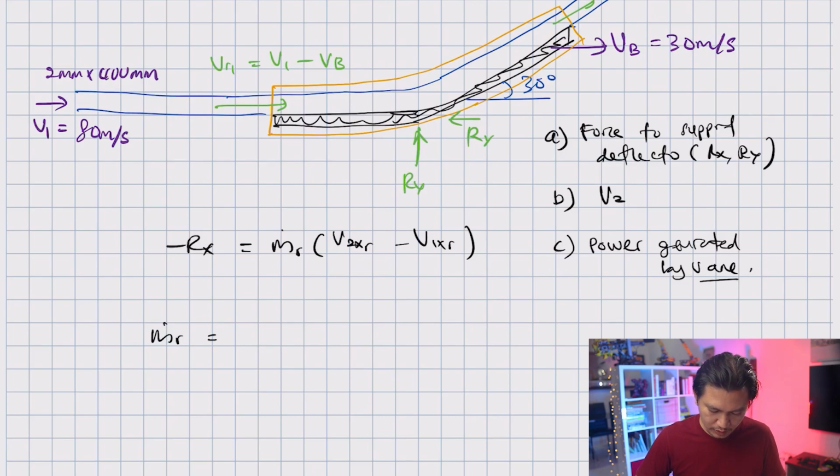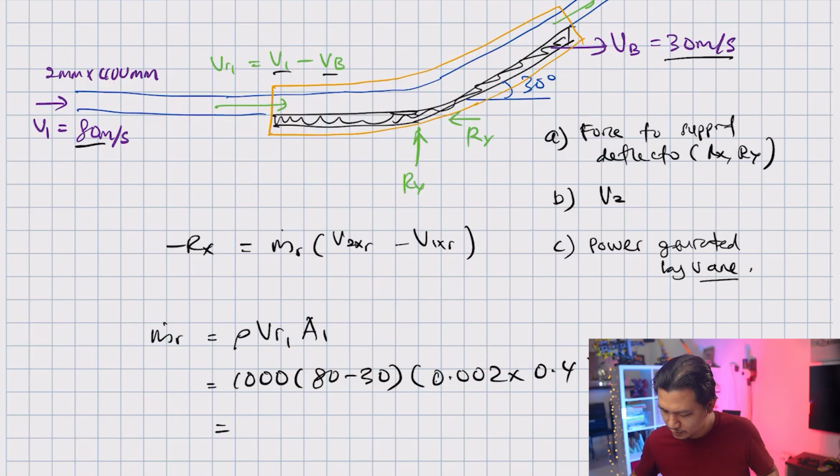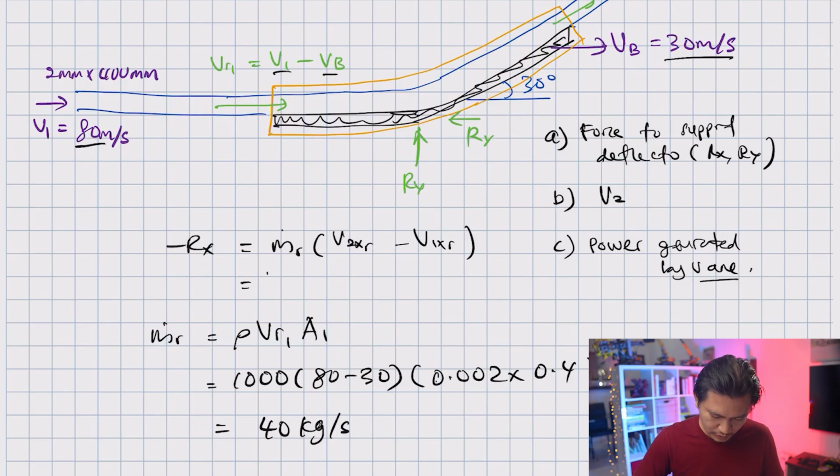So m dot r at point 1 is rho times relative velocity at point 1 times area at point 1. This is equal to 1000. Relative velocity at point 1 is V1 minus VB, that is 80 minus 30. So 80 minus 30 times A1, which is 0.002 times 0.4. This is equal to 1000 times 50 times 0.002 times 0.4, which is 40 kilogram per second. So this is 40 kilogram per second.